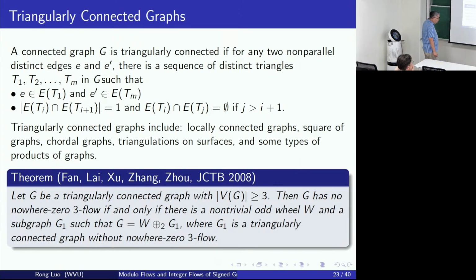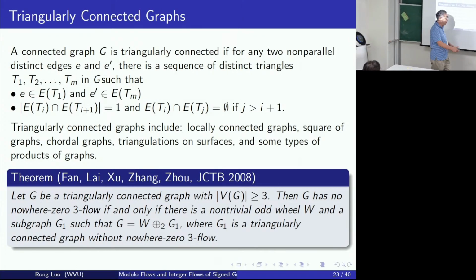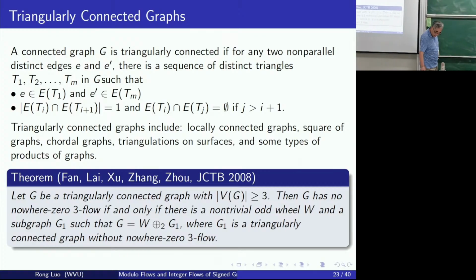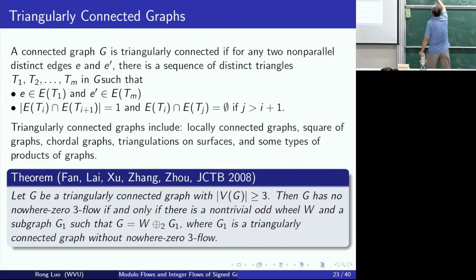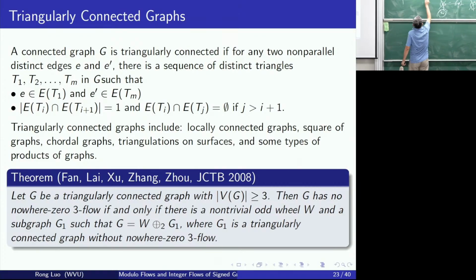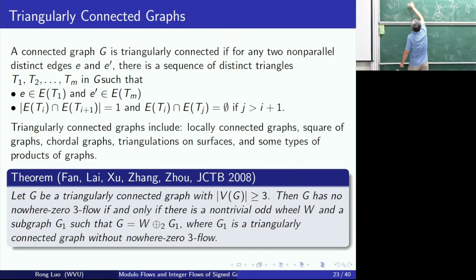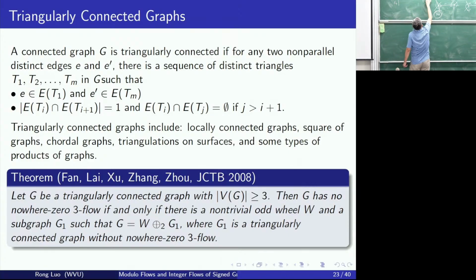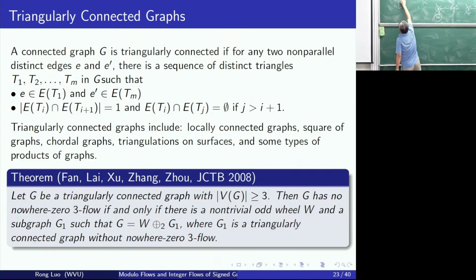Another family of graphs is called triangular connected graphs. A graph is triangular connected if for any two non-parallel edges, e1 and e2, you can always find a so-called triangle path.